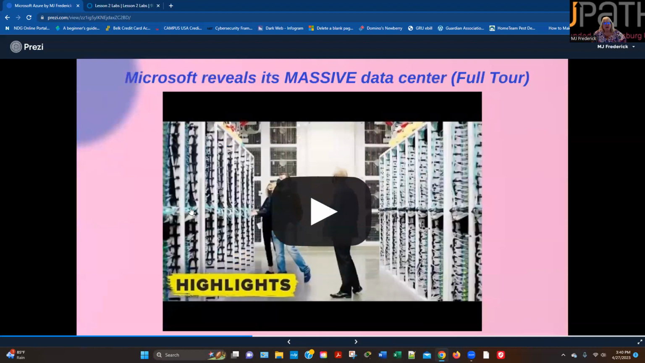So I put this in. Microsoft reveals its massive data center, and this is a full tour.